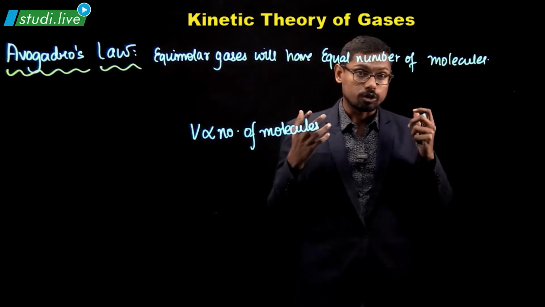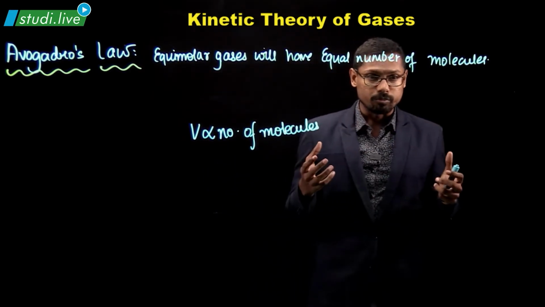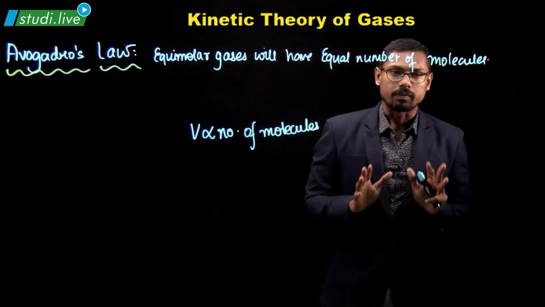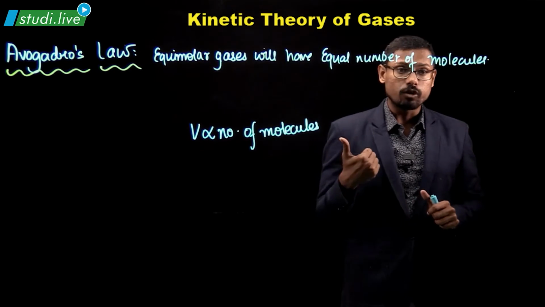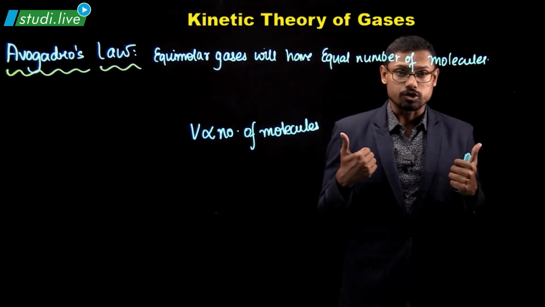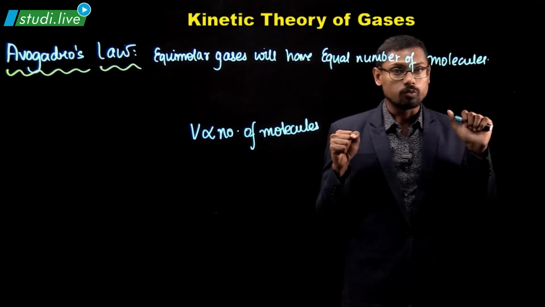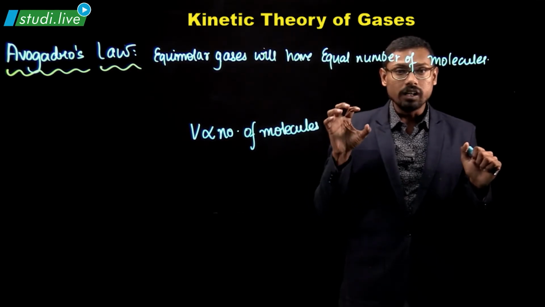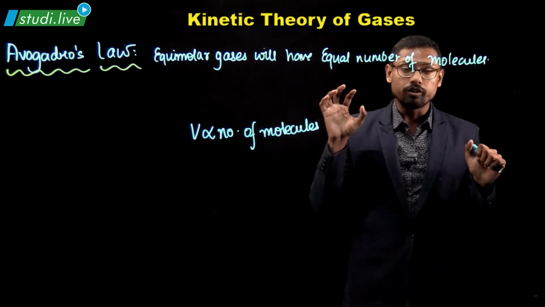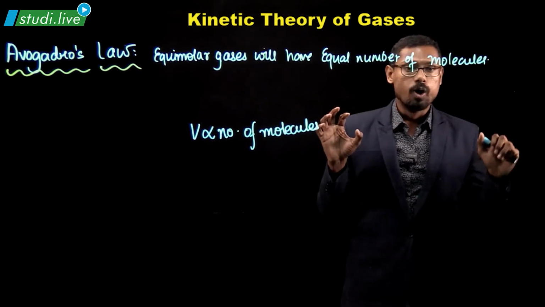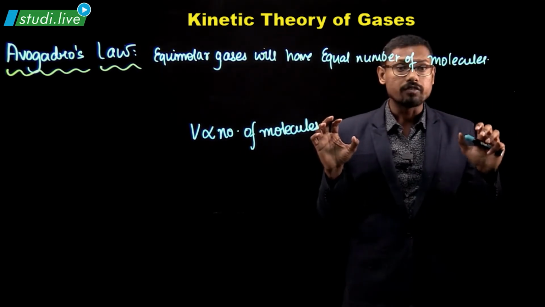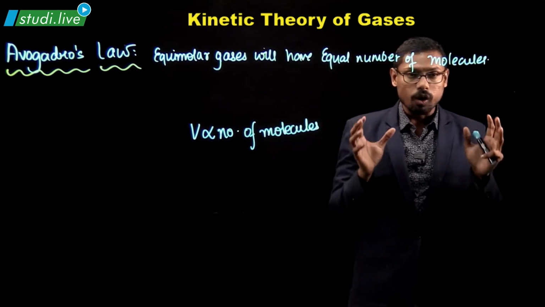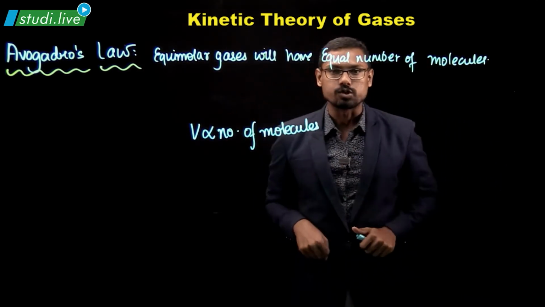Avogadro said if I've got two gases with the same number of molecules, the volume occupied by them will also be the same. So for instance, if I have hydrogen and oxygen, 1 mole of hydrogen and 1 mole of oxygen, right? 1 mole of hydrogen will have Avogadro number of molecules of hydrogen. 1 mole of oxygen will have Avogadro number of molecules of oxygen. So this is all based on this relationship.